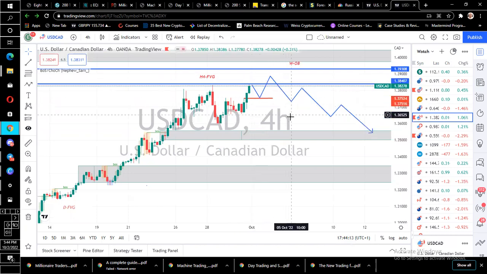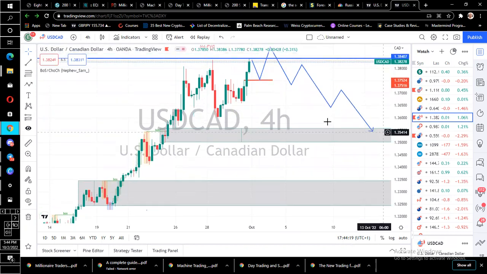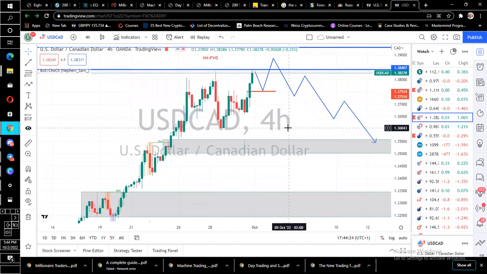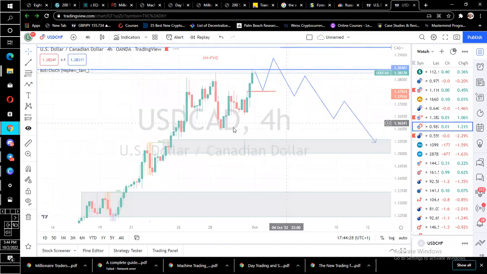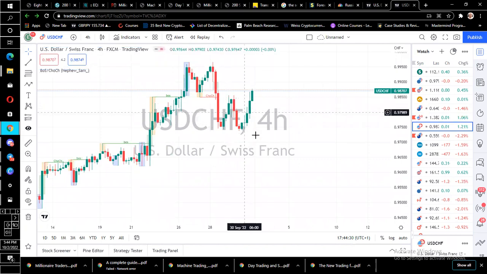Then from this level, I'll begin to expect them to give me a quasi-mode pattern to come down. Then I will follow them to the downside to come back to this particular pullback. So I'll still be expecting these guys to give me this particular setup for the week. Then the next one I'm looking at now is USDCHF.